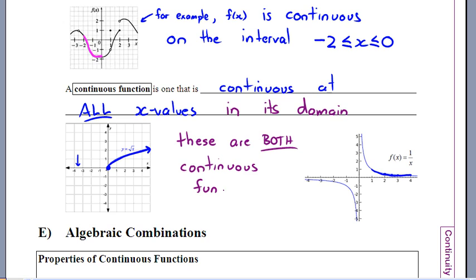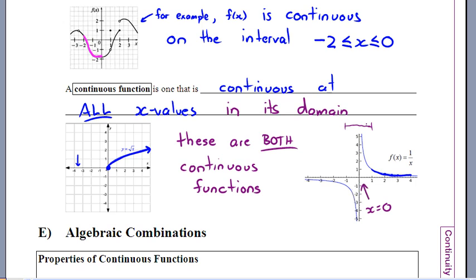Now I know what you're thinking. You might look at this and say, well, hang on, what about at x is equal to 0? That 1 over x graph is not continuous right there at x is equal to 0. And I would say, I agree with you. That graph of f of x is not continuous at x is equal to 0. It's also not even continuous on the interval from -1 to 1. But I'm still going to call it a continuous function.